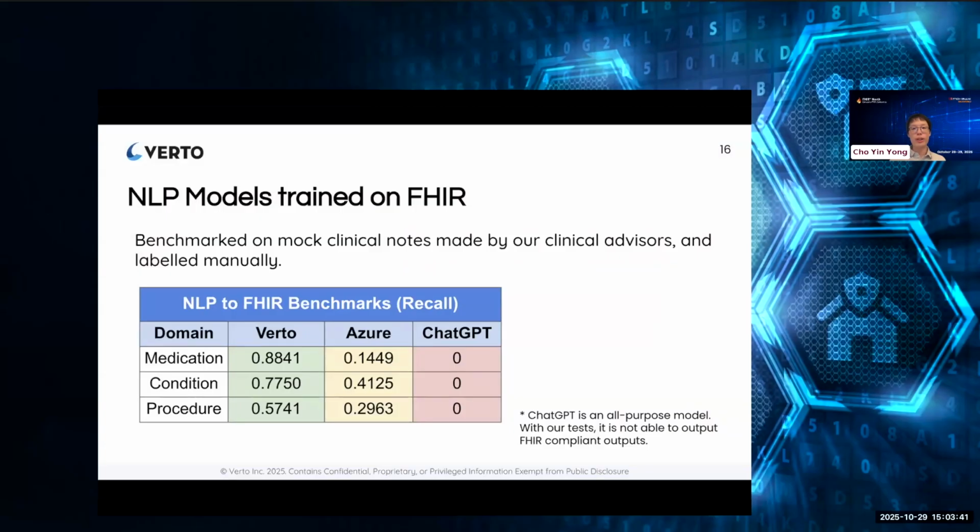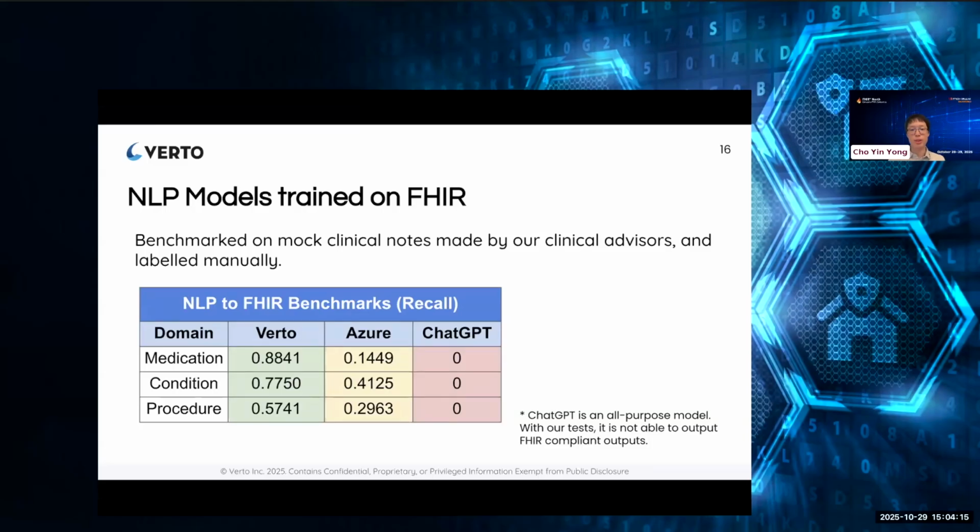To show you how our solution differs, here are our statistics on benchmarking mock clinical notes made by our clinical advisors and labeled manually. So these are clinical notes that you will see in primary care EMRs. And you can see that in all domains, in medication, conditions, and procedure, we beat commercial solutions. We beat Azure by around 50%, and ChatGPT in this space does not perform well.